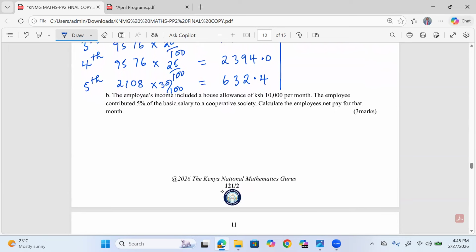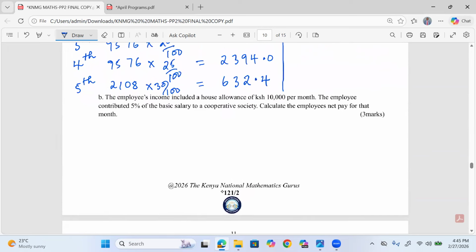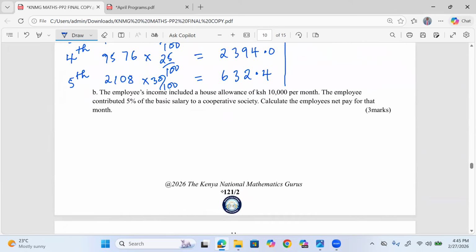In part B, we are told that the employee's income included a house allowance of 10,000 Kenya shillings per month. Then the employee contributed 5% of the basic salary to a cooperative society. Calculate the employee's net pay for that particular month.